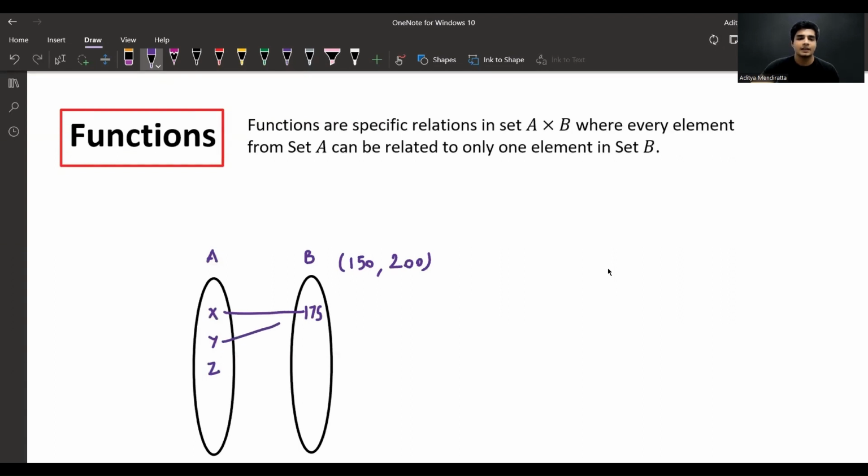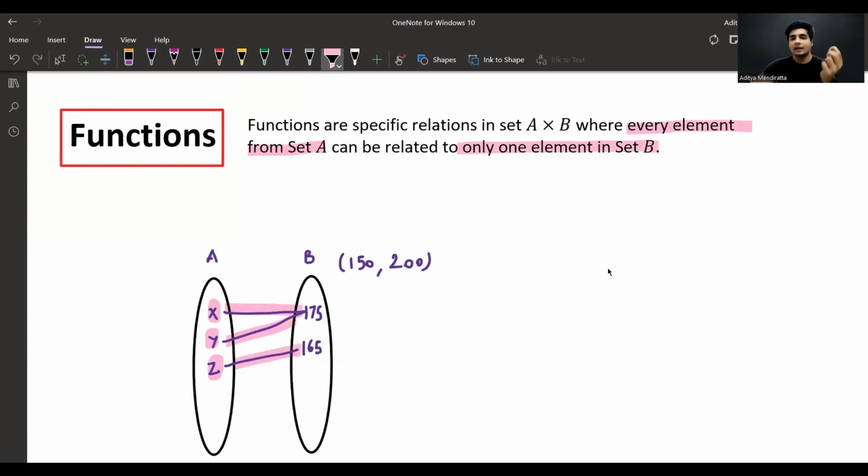And the height of Y is also 175 meters. Let's say there's a person Z whose height is 165 centimeters. Now, the important thing to note over here is that every element from set A can be related to only one element in set B. Yes, that is the case. Only one element.